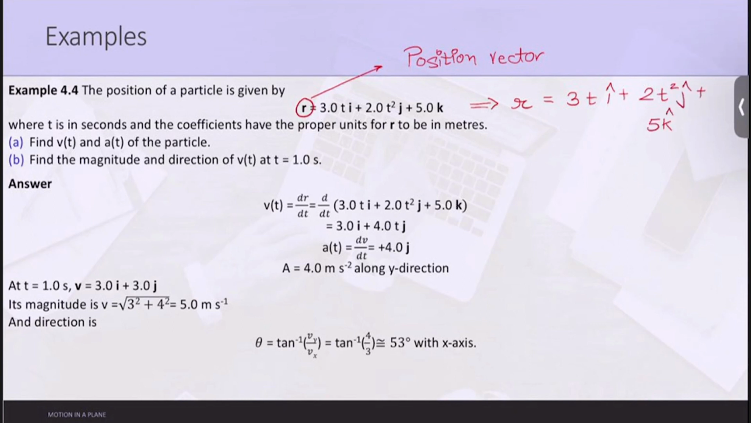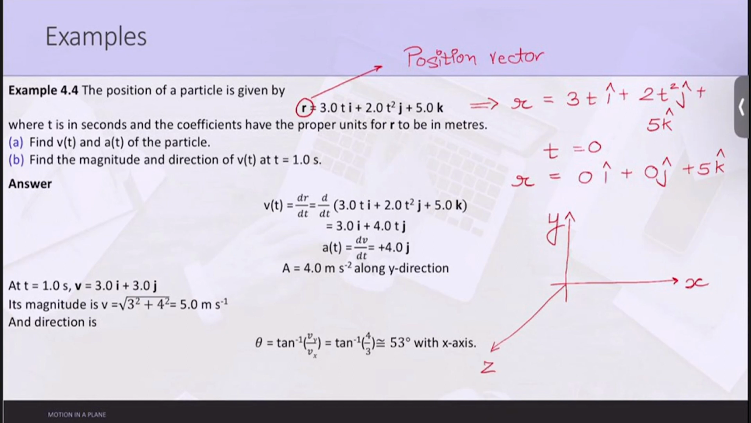Okay, so what is happening here is that with the variation in time, the value of the position is changing. Let us see what happens when we put t is equal to 0. What is the value of r? It is nothing but 0 i cap plus 0 j cap plus 5k cap. What does it mean? It means that if you draw a 3D space like this, let us suppose this is your x, this is your y, and this is your z, the position vector is aligned at this location here, 5 units in the z direction.